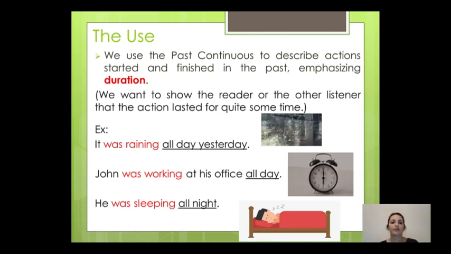For example, it was raining all day yesterday. Look at this underlined part here.